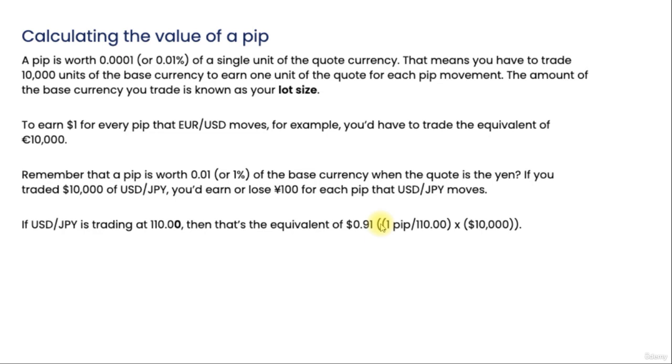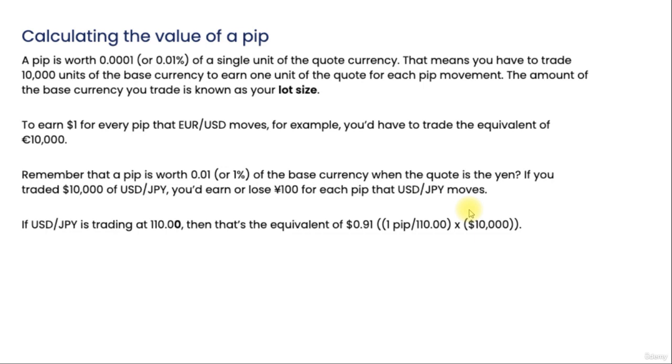Now calculating the value of a pip. Let's say a pip is worth 0.0001 or 0.01% of a single currency unit of the quote currency. That means you have to trade 10,000 units of the base currency to earn 1 unit of the quote for each pip movement. The amount of the base currency you trade is known as the lot size. Now let's say to earn $1 for every pip that Euro USD moves, for example, you have to trade the equivalent of 10,000 euros. Remember that a pip is worth 0.01 or 1% of the base currency when the quote is in.